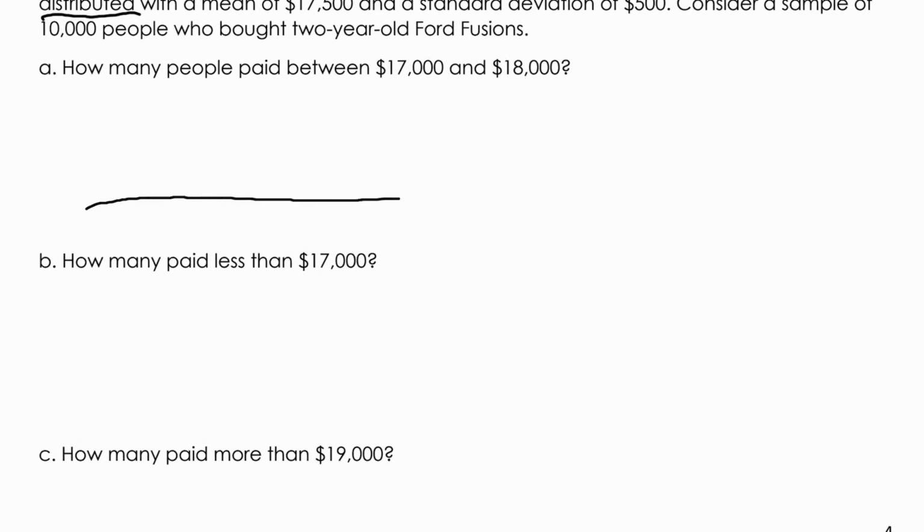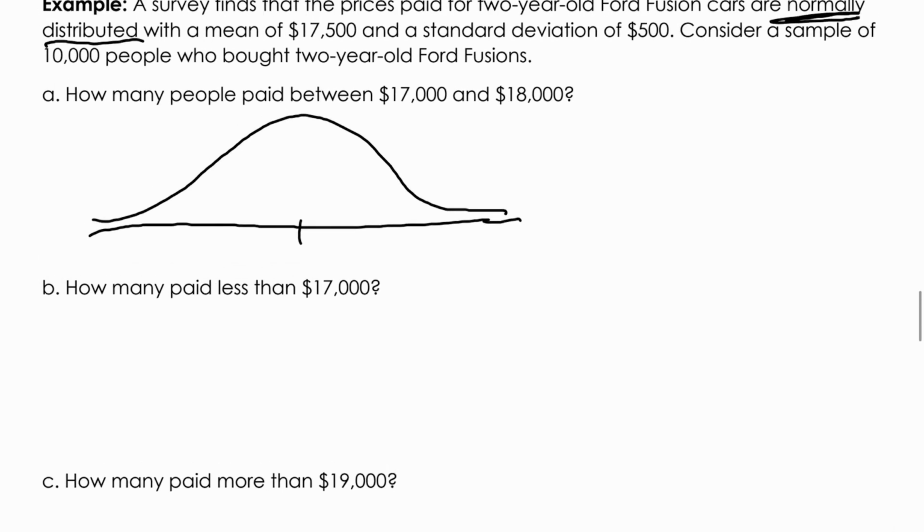So here's our picture. Again, sorry about my artistic skills. Since it's normally distributed, we're going to have that bell-shaped curve. The mean, which is 17,500, goes in the middle. And we have a standard deviation of 500, which means every time we make a tick mark to represent one standard deviation out in either direction, that's going to be worth $500. So we're going to go out $500 in either direction, and that's going to give us $18,000 and $17,000. So from here to here is 500, and from here to here is 500.